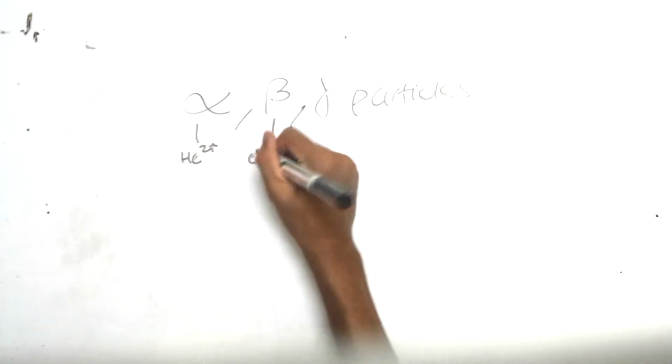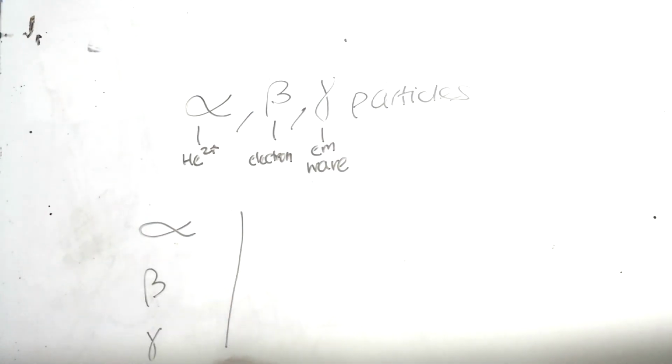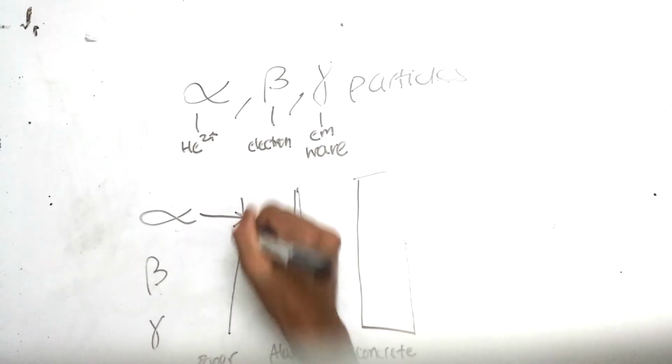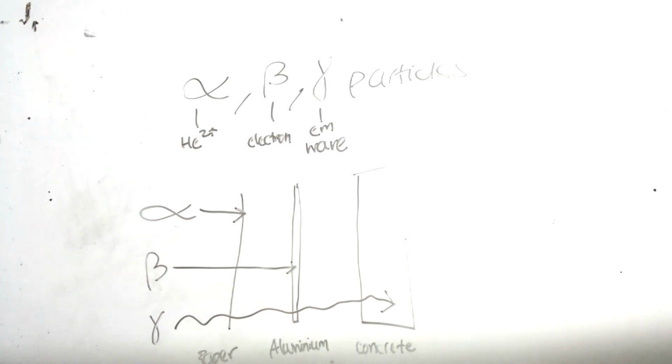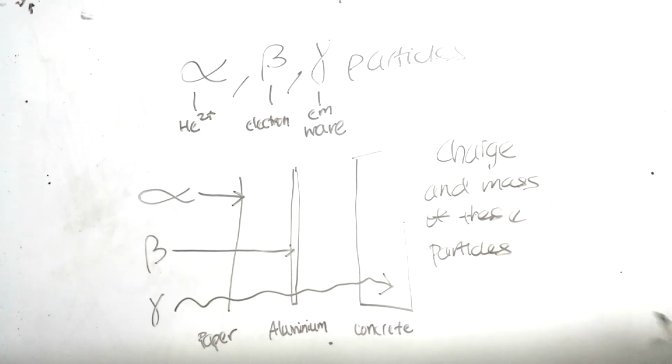These reactions give off alpha, beta, and gamma radiations, which are helium-2 plus atoms, electrons, and electromagnetic waves respectively. These particles have different penetration powers through different materials, with alpha particles being the least penetrative and gamma particles being the most. This is due to the charges and masses of these particles.